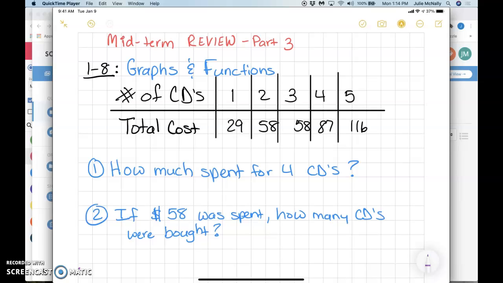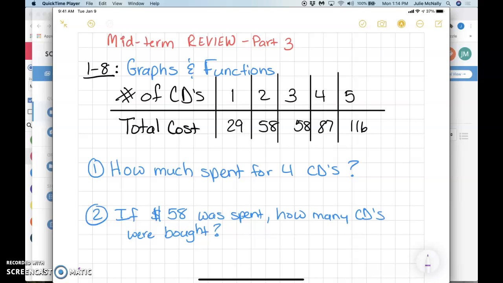Okay. So graphs and functions is what this section is called, and it's all about how to read a graph properly. So this graph has the number of CDs and the total cost of those CDs. You're going to get a chart with some kind of information. It's not going to be exactly like this, but it'll be very similar. And it'll have questions for you.